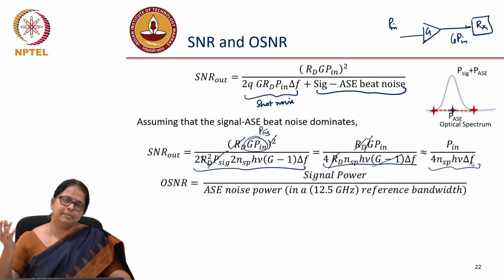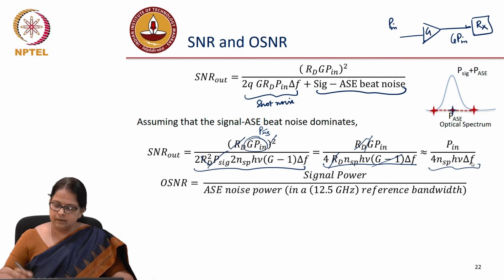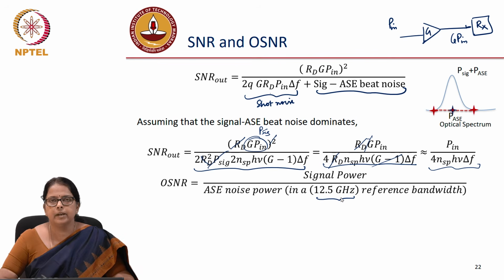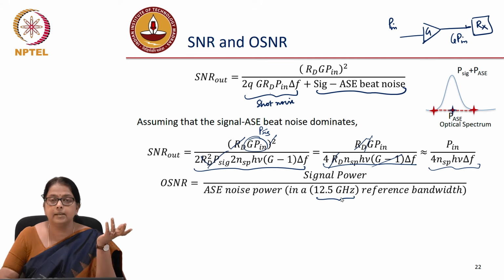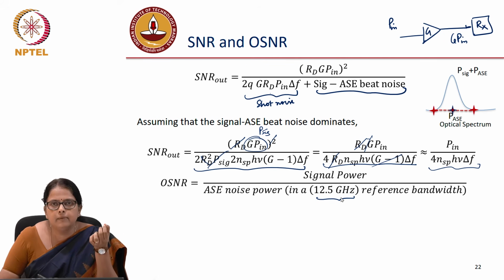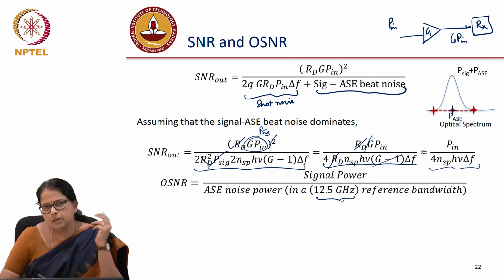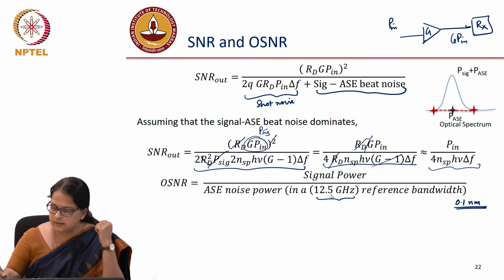So traditionally people started using 12.5 gigahertz as the reference bandwidth. There's no specific reason for 12.5 gigahertz. It actually is related to the resolution bandwidth of the optical spectrum analyzers available at that time. Those optical spectrum analyzers had a resolution bandwidth of 0.1 nanometer, which corresponds to 12.5 gigahertz. So what is this reference bandwidth we are talking about?